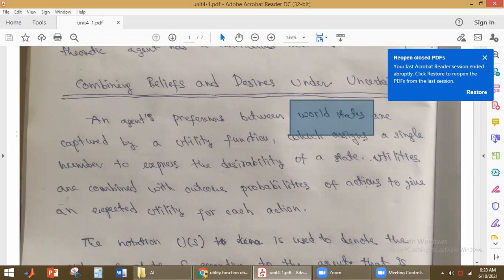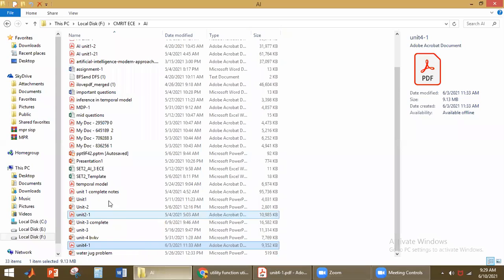So what is utility here? The utility is assigning a value to each and every state. These utility values will be combined with the outcome probabilities of actions. For every action, we will have the probability of getting a particular state. So the utilities will be combined with the outcome probabilities to give the expected utility for each action. Here we will discuss this.